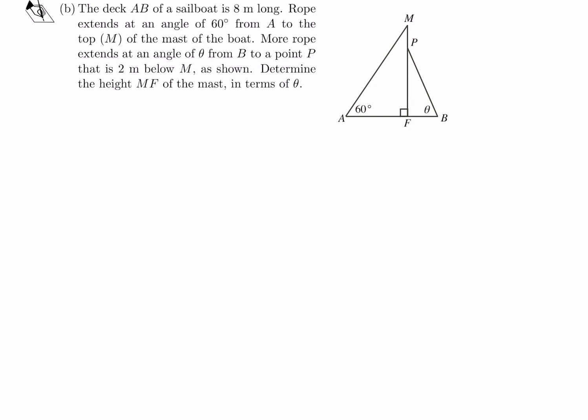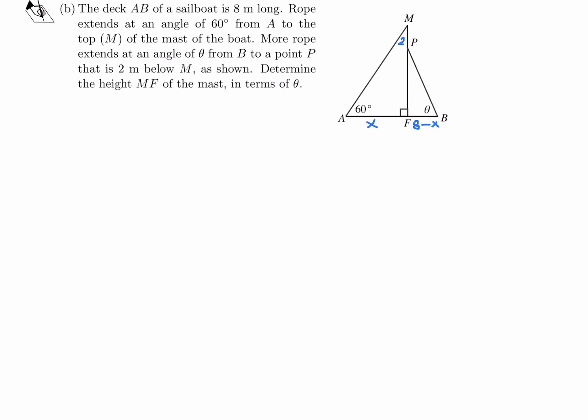All right, let's label as much as we can. Most of this is already labeled. But M to P, that little distance right there, they're saying that is 2. And then I think that's it. I'm going to have to label AF something, so I'll call it X. And then since A to B is 8, FB will basically be 8 minus X. And I think that's all we need for labeling.